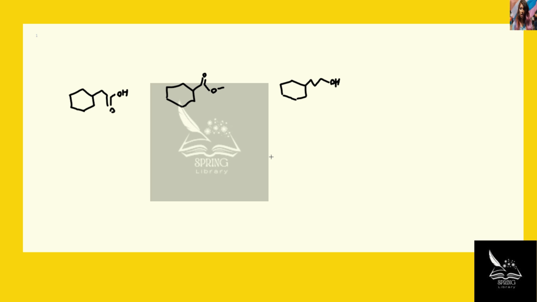Hello everyone, today we're doing chapter 19, problem 6, and this problem asks us to rank the following compounds in order of increasing boiling point and determine which molecule is the most water soluble and which one is the least water soluble.